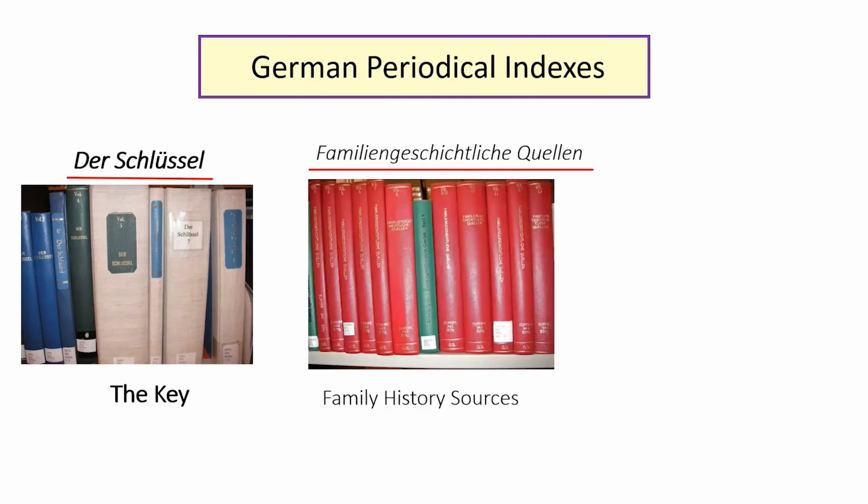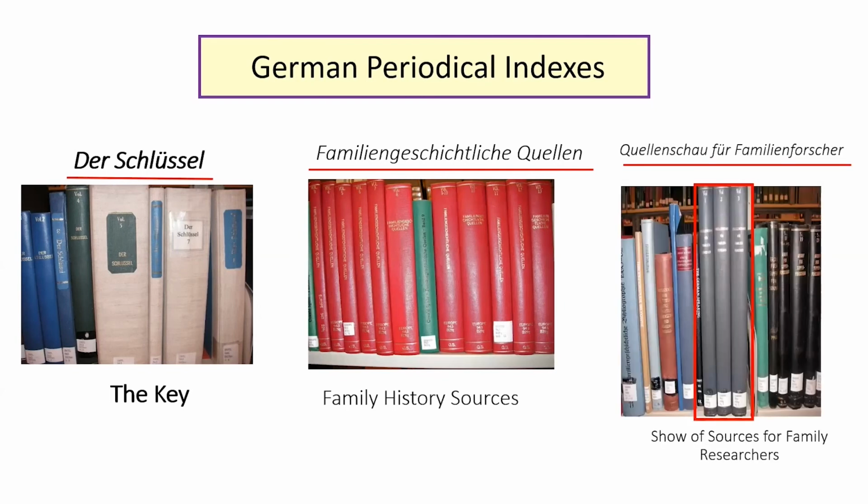Next one is the Familiengeschichtliche Quellen, or family history sources. It is a 19-volume work. It has only a surname index, but it indexes every surname in every article and resource.